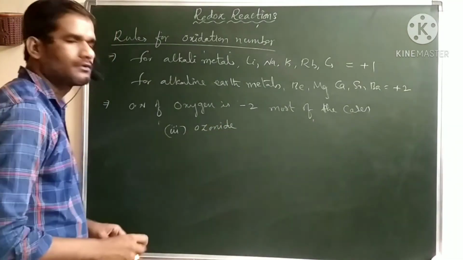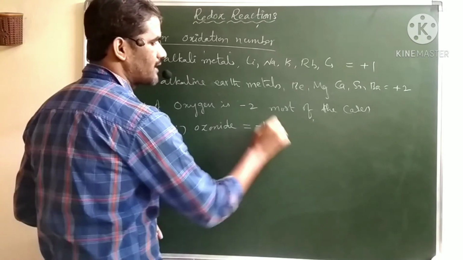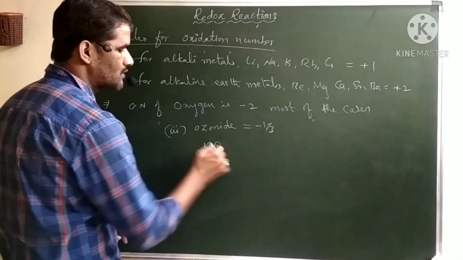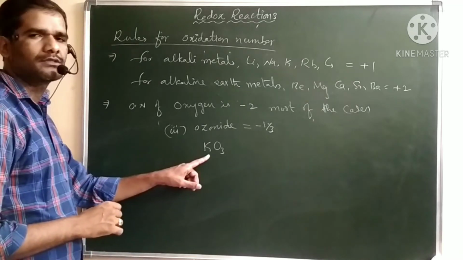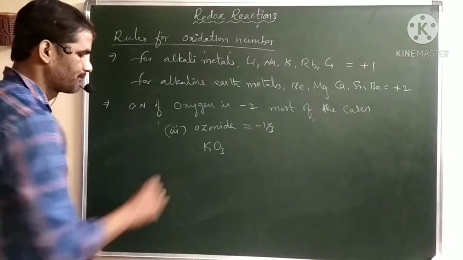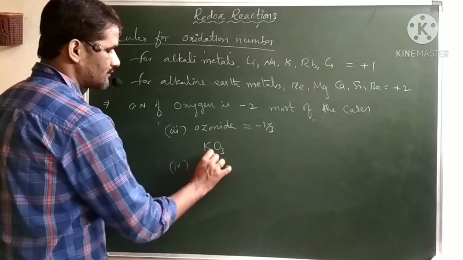Ozonides. In ozonides, the oxygen oxidation state is -1/3. The best example here is potassium ozonide, so here the oxidation state of oxygen is -1/3. And fourth example, with fluorine.